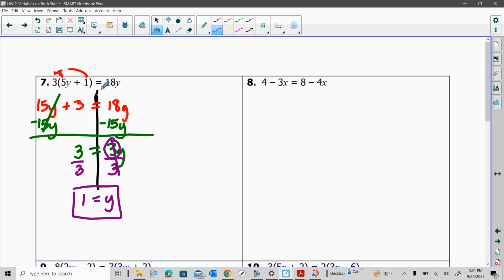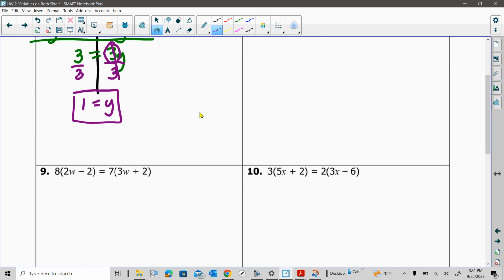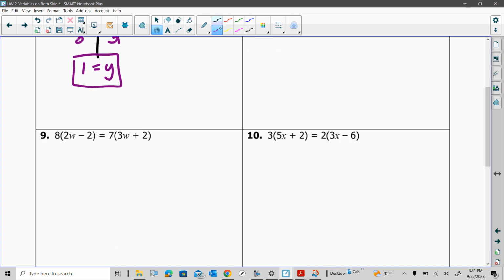So on number 8, there's no distributing, okay? It's like the front. But if you look at number 9 here, I balance my work. I have distributing on both sides. I'm going to distribute the left side with the 8. So that gives me 16w minus 16. And I'm going to distribute the right side, distribute the 7. That equals 21w plus 14.